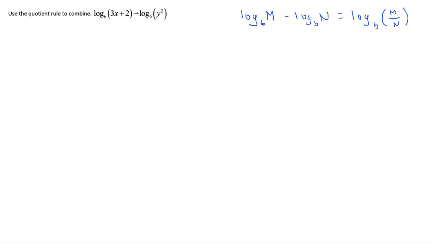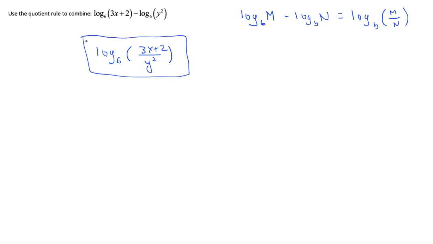They have the same base, there's a minus sign, so I will combine them into a single log with that same base, and we're going to have one argument here, but in this case, it's going to be a fraction, right? That's why it's called the quotient rule. Not because we're dividing the logs, I'm sorry, we're subtracting the logs, but we are dividing the arguments. So we get 3x plus 2 on the numerator and y squared on the denominator. And this is the final answer. We have successfully combined these using the quotient rule.